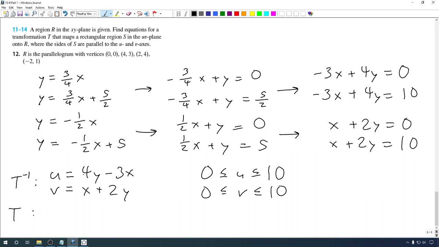If we want to find T, we need to solve for x and y. Now, you can go ahead and do that yourself. I'm going to just note here that what I did was I would take my formula for v. If you multiply v by 3, then add those together, the negative 3x here and the 3x here would cancel out. You're going to get a formula for y. So y is equal to, you actually end up with 1/10 of (u plus 3v).